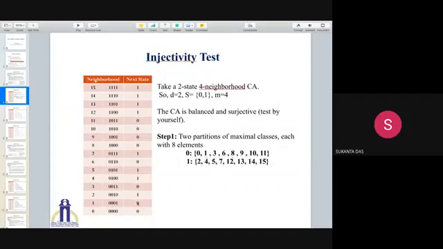So 0, 1, this is 3, this is 6, this is 8, this is 9, this is 10, this is 11. And the rest are forming the other class. This is the first step of the algorithm, right?